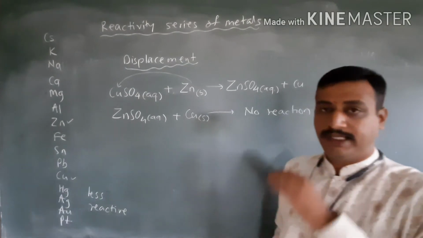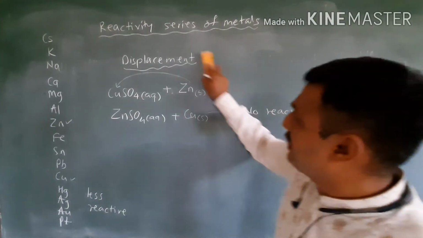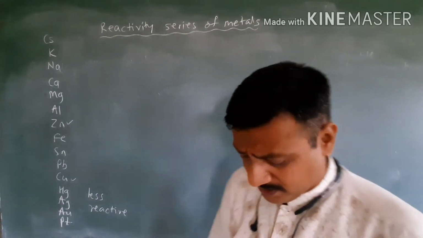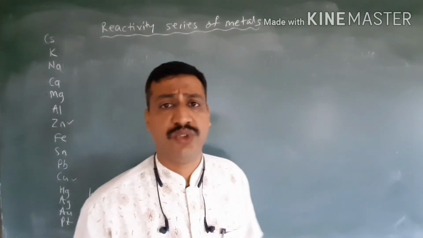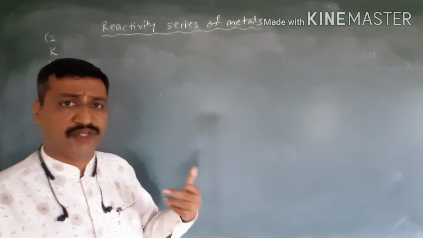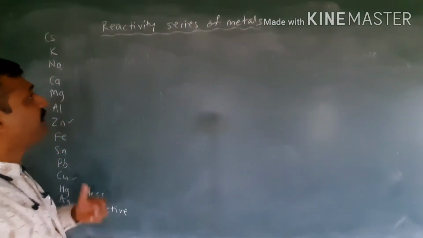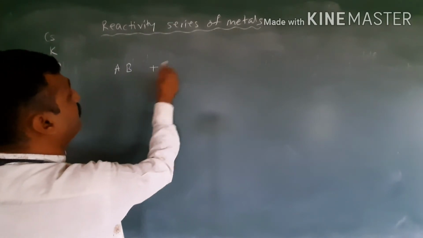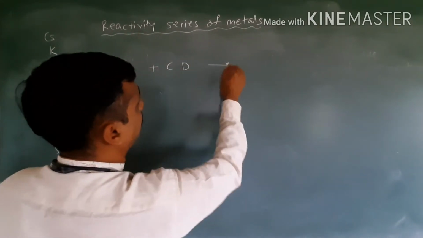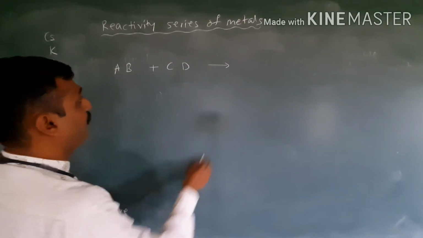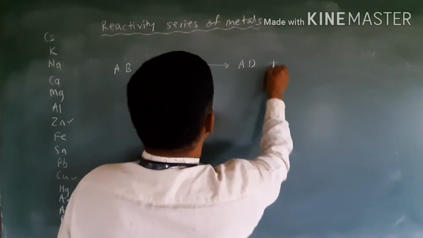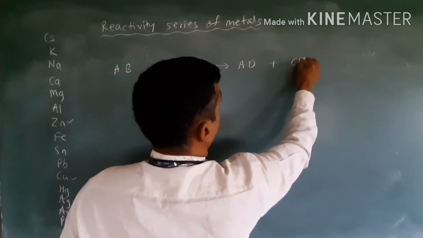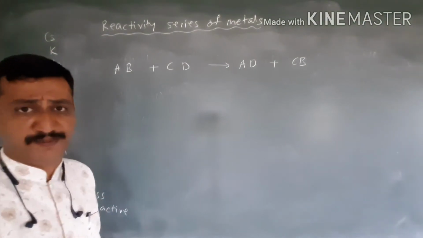Now last one, double displacement reactions. In case of double displacement reactions, here we have two solutions, preferably which are ionic in nature. And what happens, suppose AB is one compound and CD is another compound. So there is a formation of new substances AD and another substance, CB. These are the new substances formed.